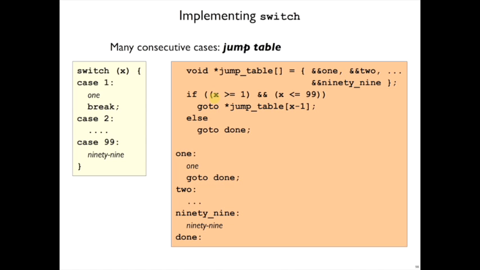And then we can look at X. As long as it's between 1 and 99, then I subtract 1 off of X because I want this first slot in the array, which is index 0, to correspond to X equals 1. Pull out the corresponding label and then goto star. What that means is this expression produces a label, and you should go to that label. If X is anything other than within the range 1 to 99, then I can go to the done label.